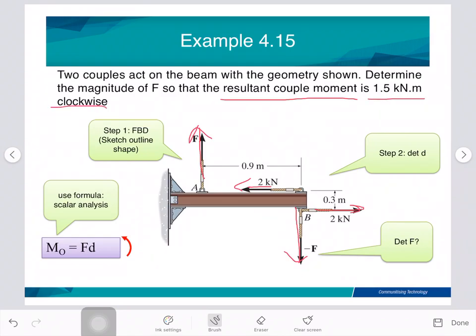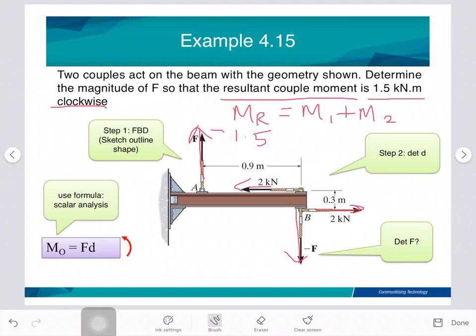So what is the meaning? The meaning is the resultant moment. The resultant moment means that we have two parallel forces, and these parallel forces will create M1 and M2. And then this couple moment is given as 1.5 clockwise. Clockwise means negative. That is the meaning of this information.